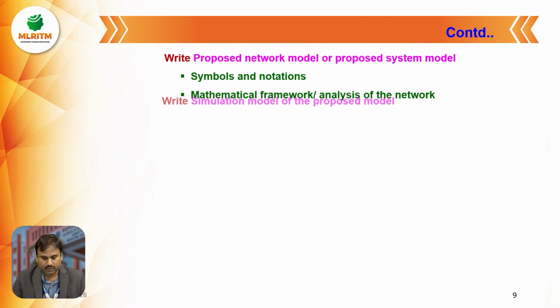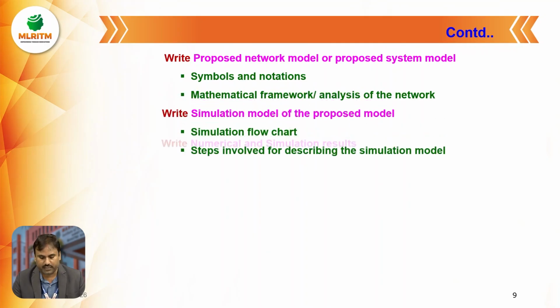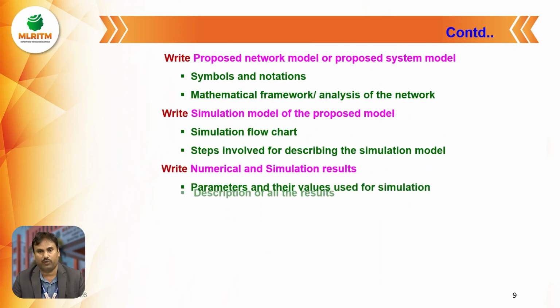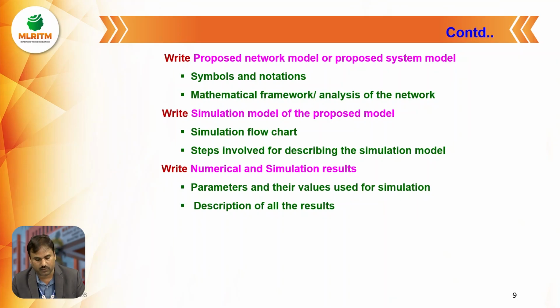Next, you can write your proposed network model or proposed system model. For example, you are choosing one model. What is that block diagram? That you need to briefly describe in this section, called the proposed network model. This is the second section. In this section, you describe your proposed system model, symbols, notations, and mathematical analysis. If you have derivations, you need to mention them.